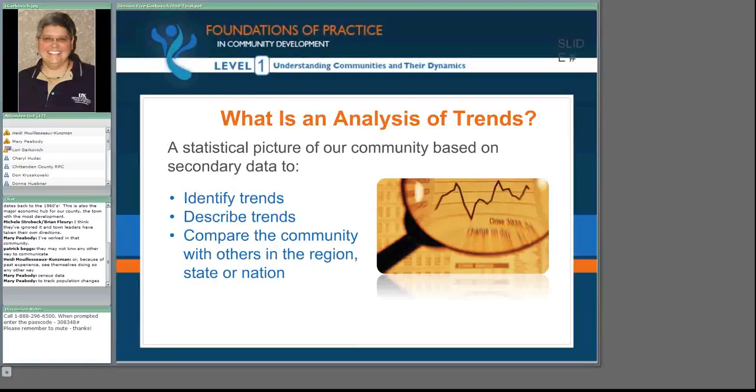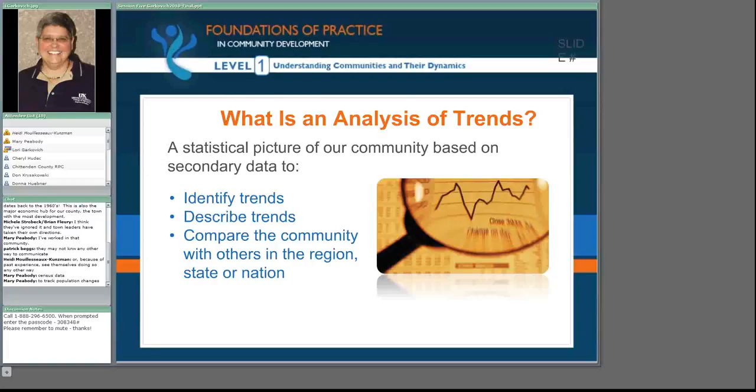So, some examples of analysis of trends. Mary has pointed out that using census data to track population trends is a good example. Basically, an analysis of trends is using secondary data, something that somebody else has collected, to get a statistical picture of the community. You want to identify the trends, describe them, compare what's going on in that community with others in the region, state, or nation, and begin to put an explanation for why it is happening.